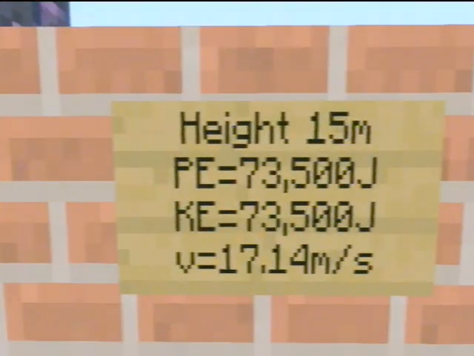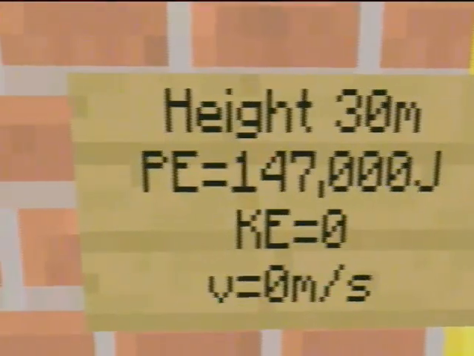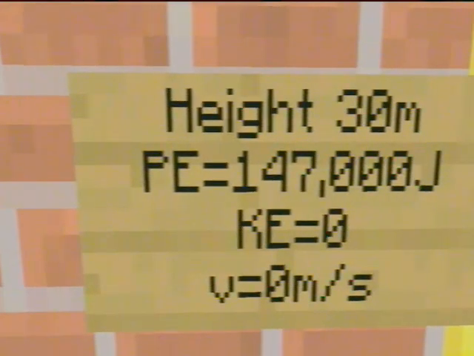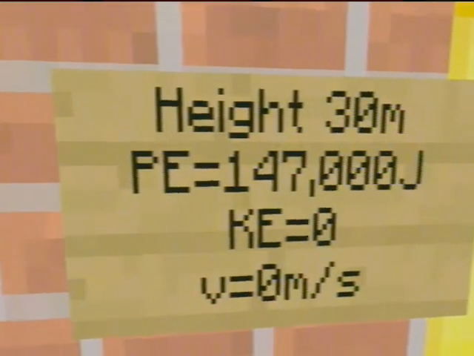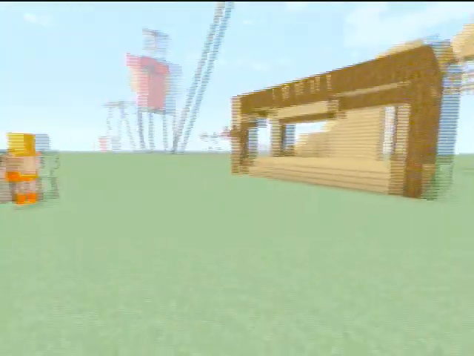At 15 meters, the potential energy and kinetic energy will be even because it will be right in the middle, at 73,500 joules with a velocity of 17.14 meters per second. And finally, at the top of 30 meters, the potential energy is 147,000, the kinetic energy is 0, and the velocity is 0 because it's not moving.